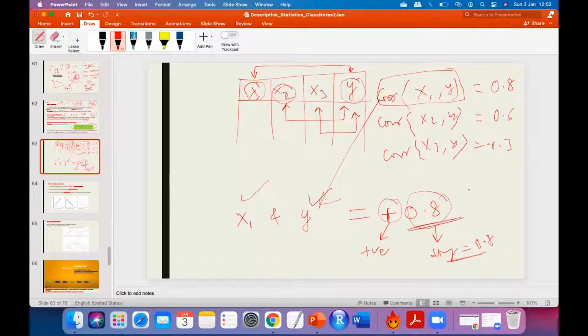If it was 0.8, here, if it was 90 it would have been 90%. It is 80% correlated, correct? 0.8 is nothing but 80%. After this information, can I say that x1 affects the y the most? Or x1 is highly correlated with y. Is it understood? Now, how will you find the correlation?